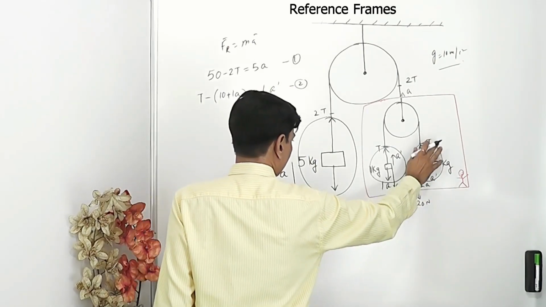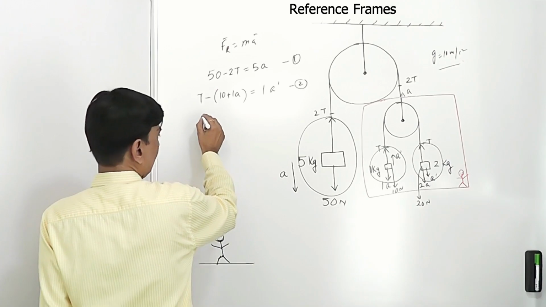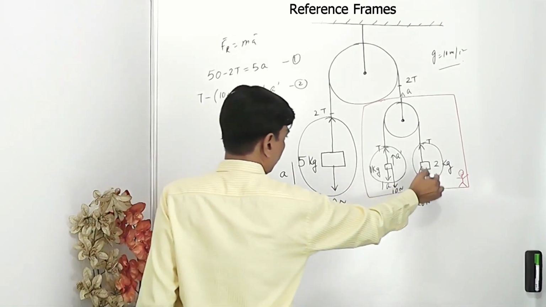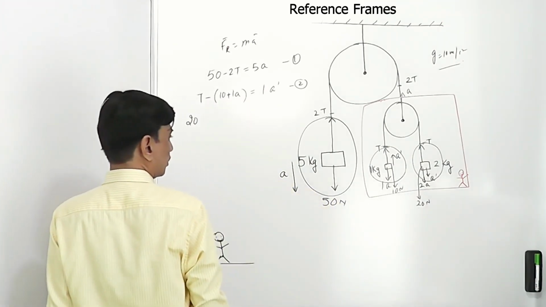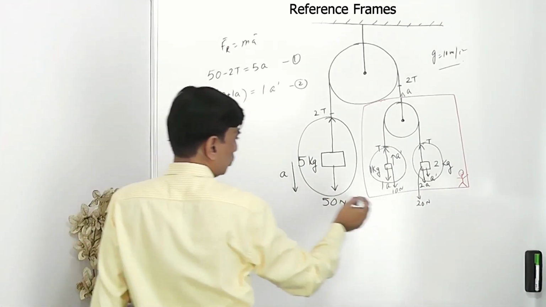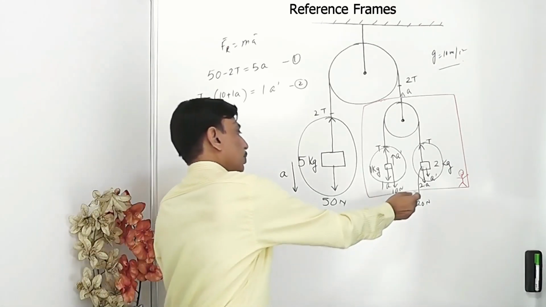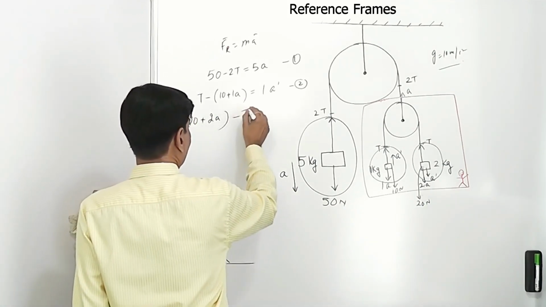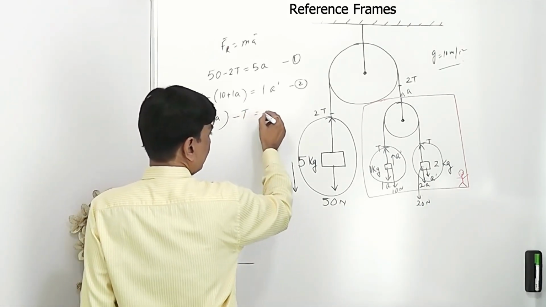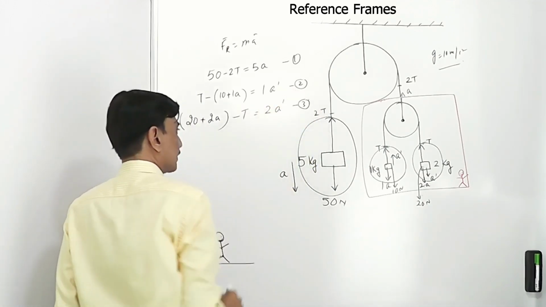This person sees this block going down with the acceleration A dash. So the equation comes out with downward forces minus upward force. 20 Newton is downward force plus one more pseudo force, that is 2 into A. So 20 Newton and 2A, they are the forces in the downward direction, minus T, that is force in the upward direction, is equal to mass 2 into A dash. So this is the third equation.